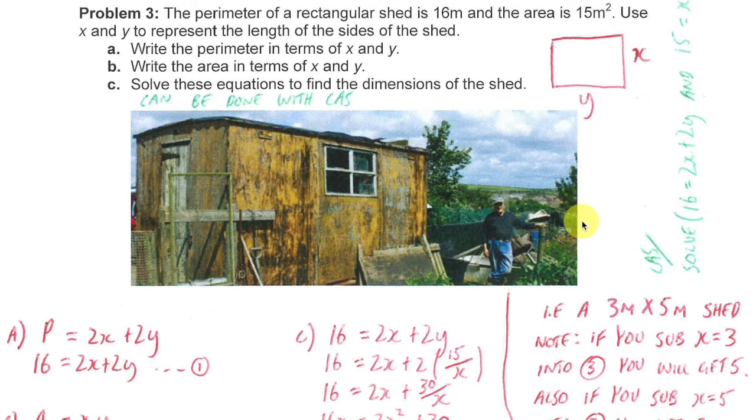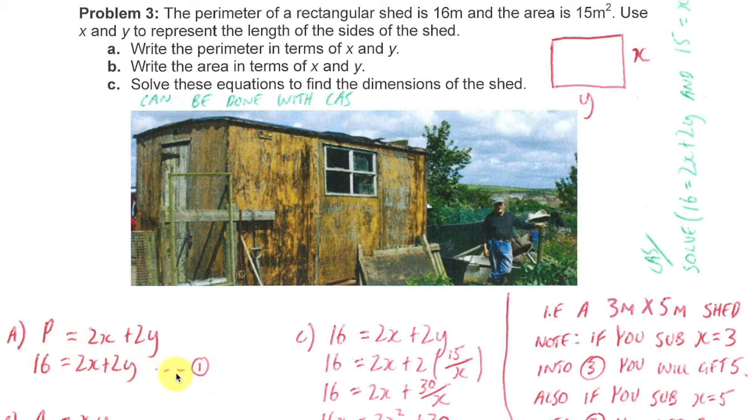Fair bit of maths involved with this problem 3. So the perimeter of a rectangular shed is 16 metres and the area is 15 metres squared. Use x and y to represent the sides of the shed. So I've drawn myself a shed and I've got x and y here. So writing the perimeter, P, the perimeter, is going to equal 2x plus 2y. So I've got 2 x's and I've got 2 y's. Adding those together, 16 metres.